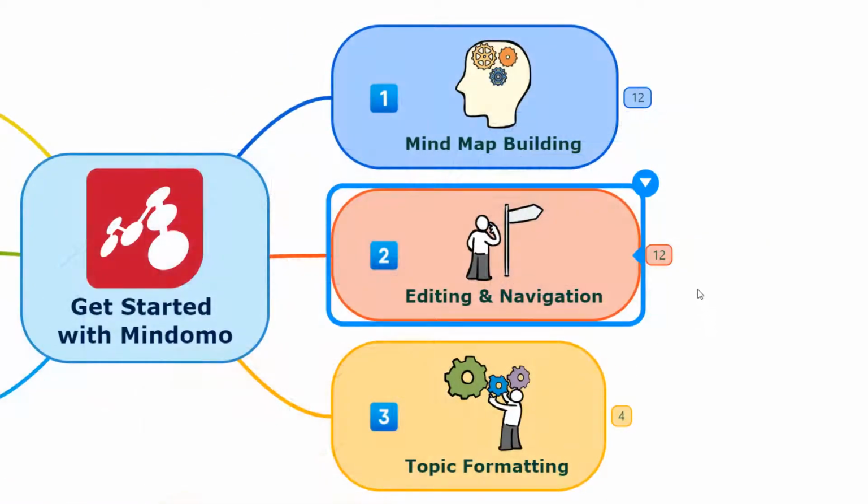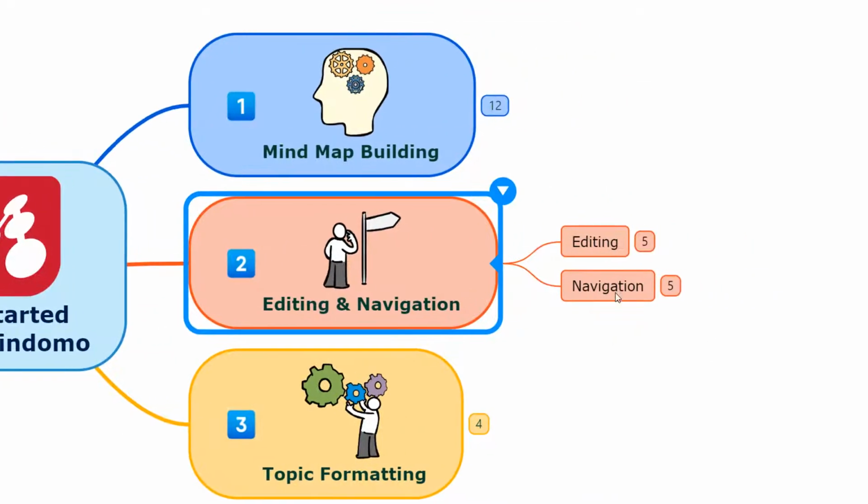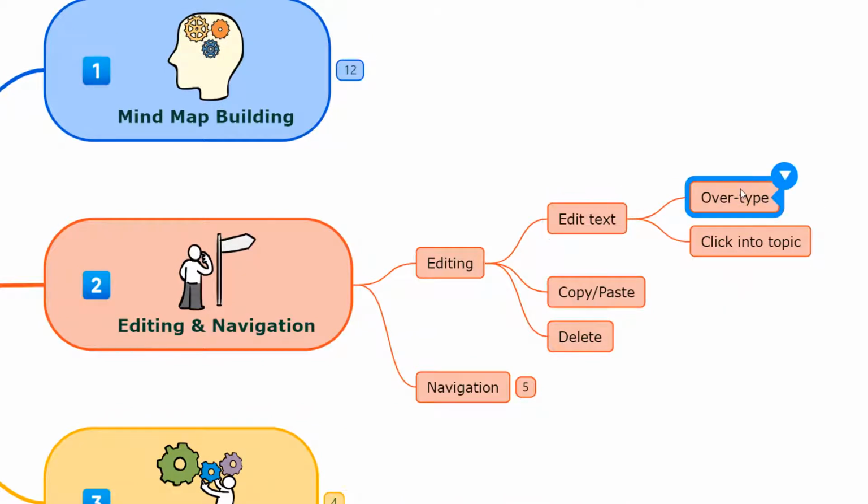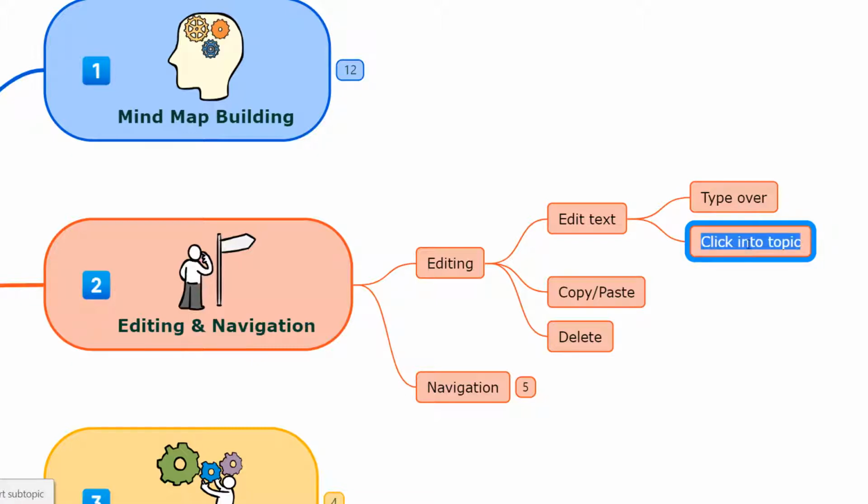Now let's look at editing and navigation within Mindomo. To edit topics that you've added into the mind map or change the text within them, you can either simply click and type over the content that you want to change, or if you want to be a little bit more specific with your changes, you can click inside the actual topic and edit just a few letters or words at a time.